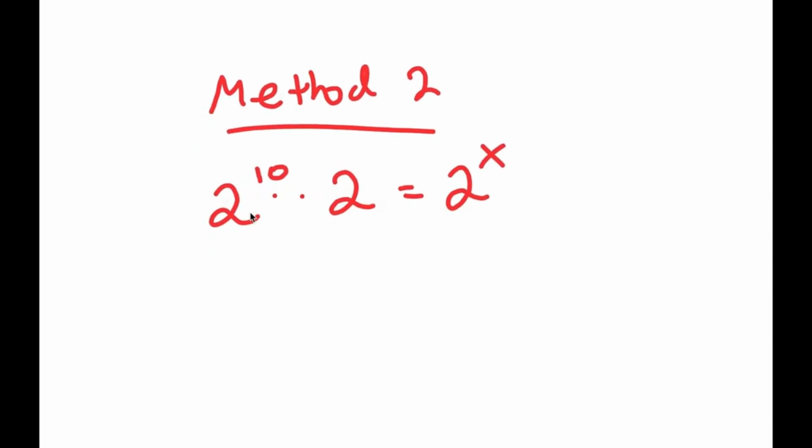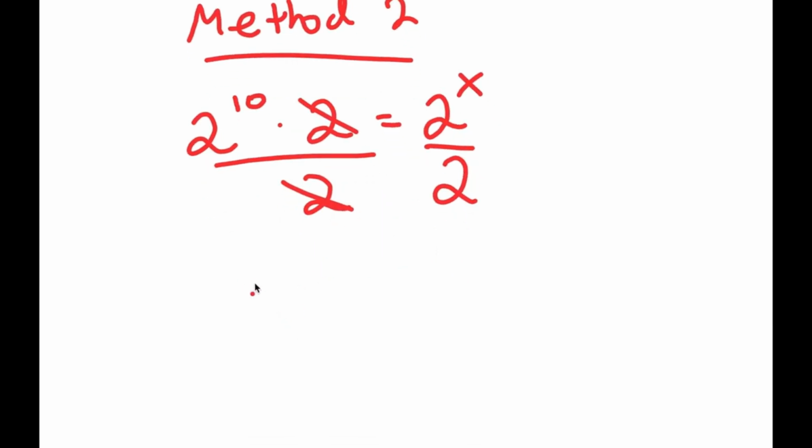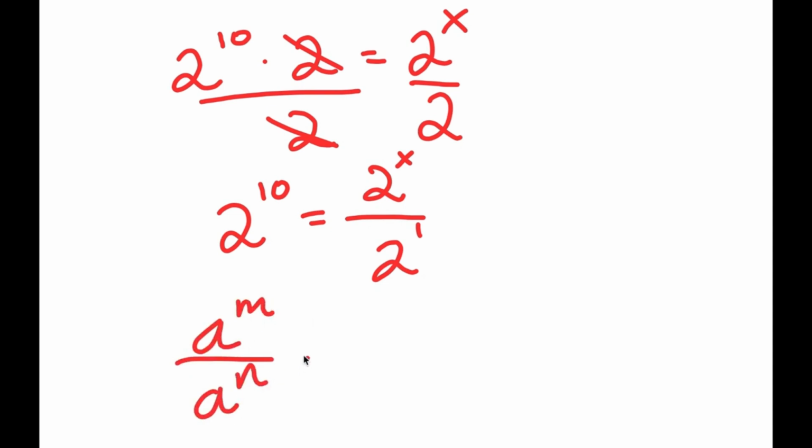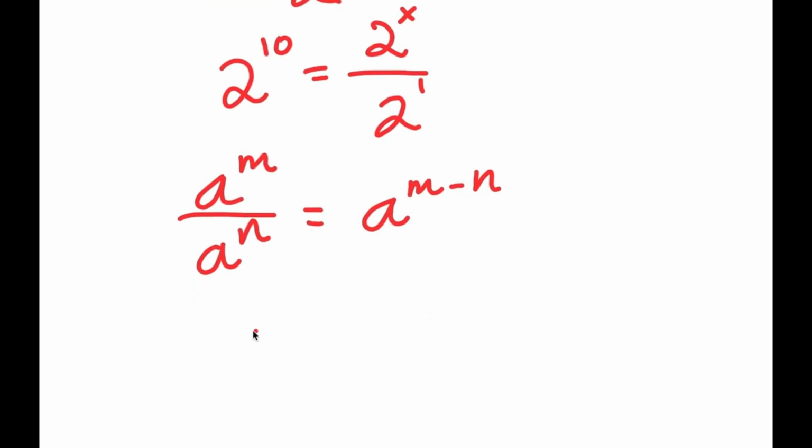Now, instead of multiplying by 2, I'm going to divide by 2 on both sides. So then these two cancel out, and I get 2 to the power of 10 is equal to 2 to the power of x over 2. Now 2 is the same thing as 2 to the power of 1. And if I have something in the form a to the power of m over a to the power of n, this is equal to a to the power of m minus n. So 2 to the power of x over 2 to the power of 1, that's going to equal 2 to the power of x minus 1.